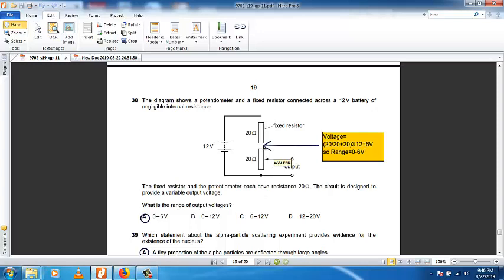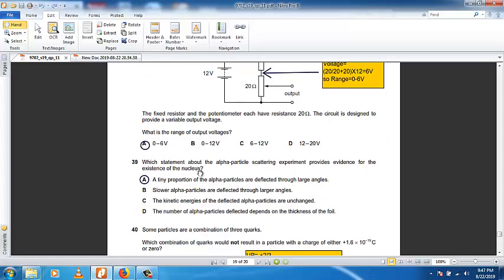So at this point it's 6 volts. At this point it's 0. At this point it's 6 volts. And at this point it will be 12 volts. Because this is a fixed resistor, the 6 volt over here would be rejected. So the only possible range is 0 to 6. So it's 0 to 6.